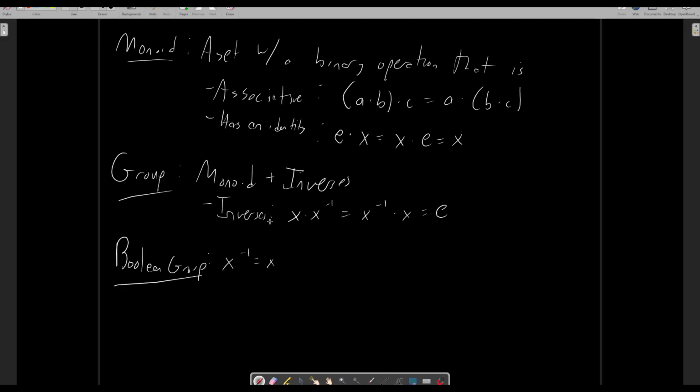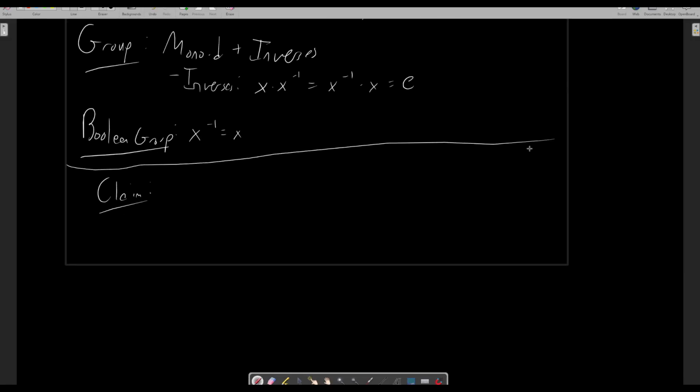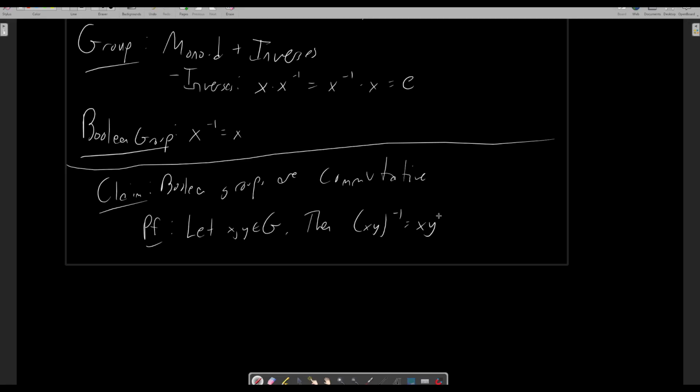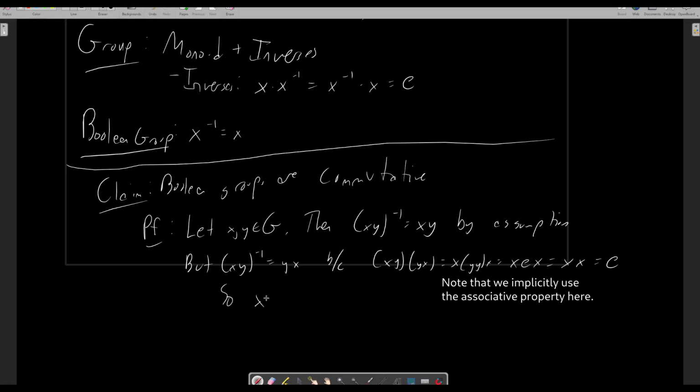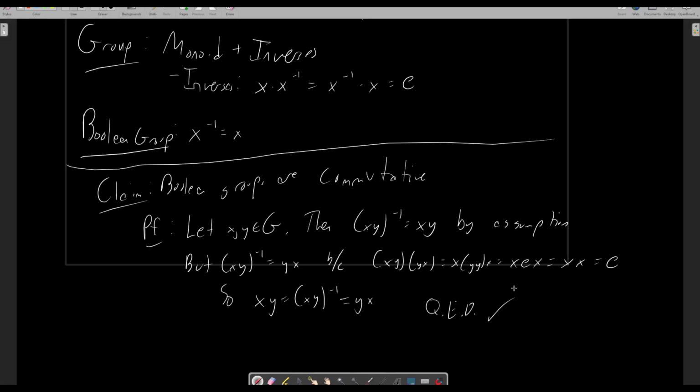Boolean groups have several interesting properties. The first immediate property is that if we have two elements of our Boolean group, we can perform them in either order. To see this, let x and y be arbitrary elements of our Boolean group. Then the inverse of the composite term xy is xy, since every element is its own inverse by assumption. But the inverse is also yx, as we can see directly. The term xy can't have two inverses, so these two must be equal. That is, xy equals yx for every x and y in the group.